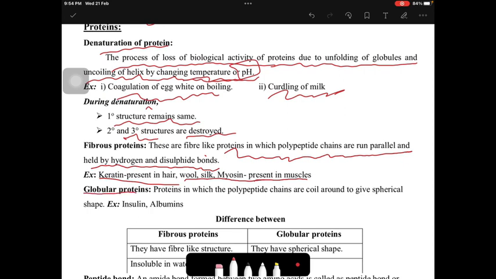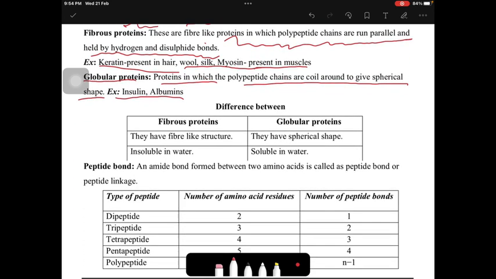Globular proteins: proteins in which the polypeptide chains are coiled around to give a spherical shape. Insulin and albumin are examples of globular proteins. Difference between fibrous and globular protein: fibrous proteins have a fiber-like structure, globular proteins have a spherical structure. Fibrous proteins are insoluble in water, globular proteins are soluble in water.